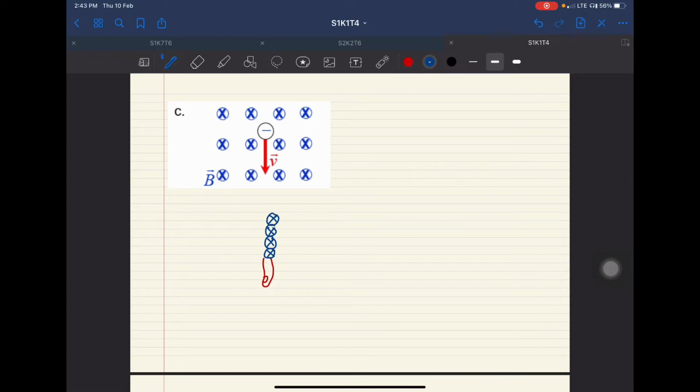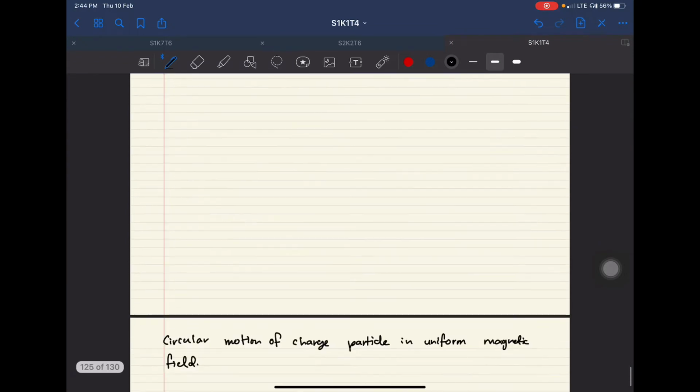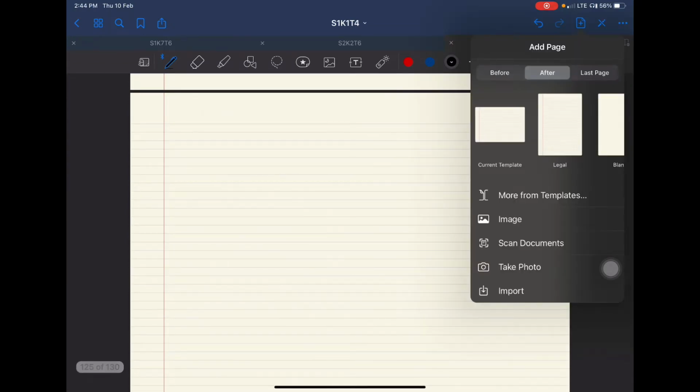So your hand, if you slap it, because this one is a negative charge, you have to backhand. Basically this will be your hand, right? So it will be backhand. So the force will be in that direction. So force is directed to the left. Okay, we try another example. So okay, maybe two more examples.